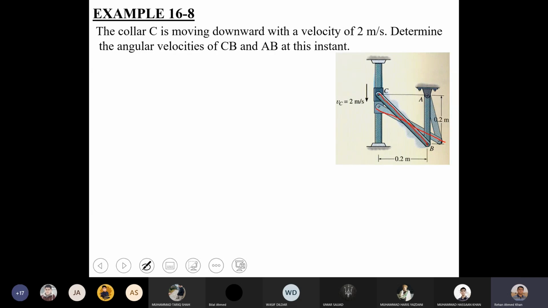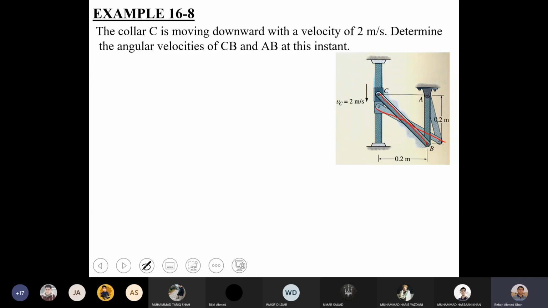It means that you have overall 3 rigid links. One is in translation, that is collar C. One is in rotation, that is link AB, and the third one is in general plane motion, which is link CB. So 3 links: one in translation, one in rotation and one in general plane motion. Is the motion clear to all of you? Yes, sir.